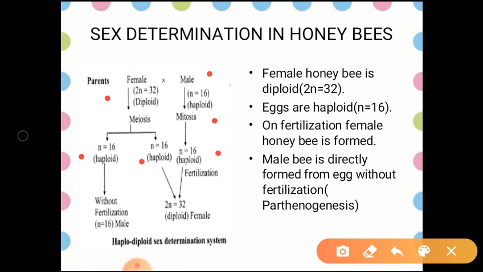The egg mother cell having 32 chromosomes will undergo meiosis, which is reduction division. After that it produces the egg. The egg is haploid, having 16 chromosomes. But the male insect is already haploid, so the sperm mother cell, being haploid, undergoes mitotic or equational division and produces the sperm, that is, n is equal to 16 chromosomes. During fertilization, the egg combines with the male gamete and forms the female honeybee.